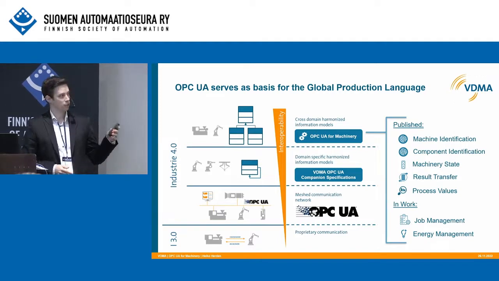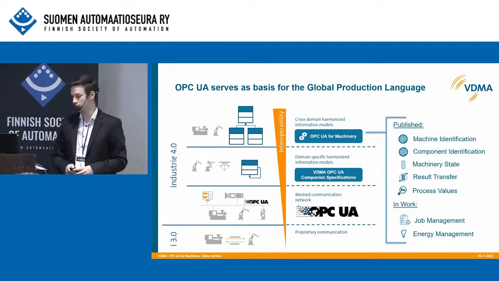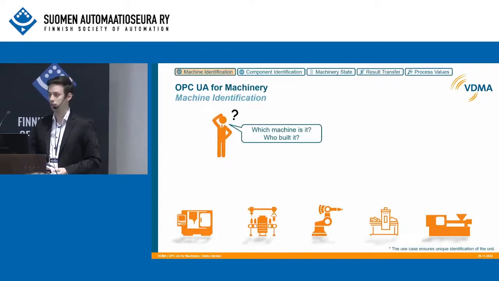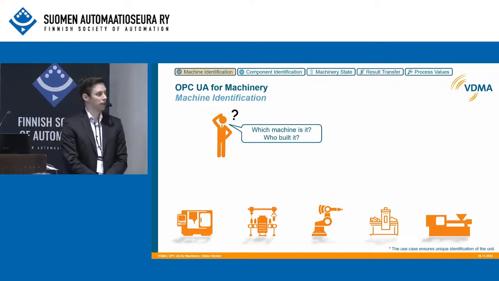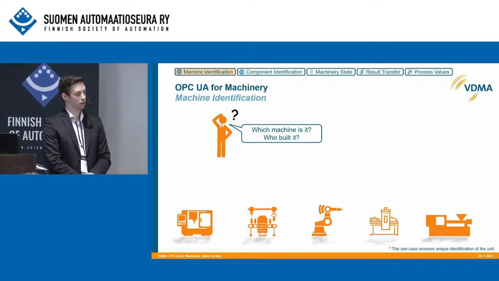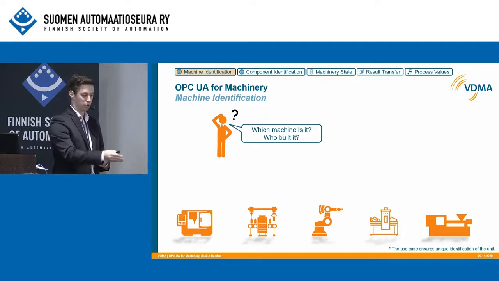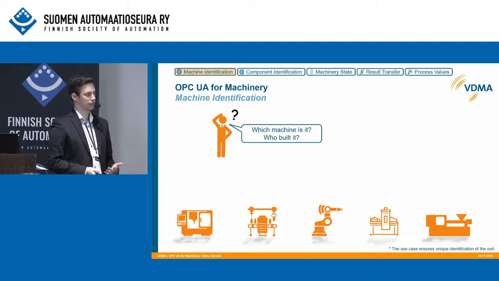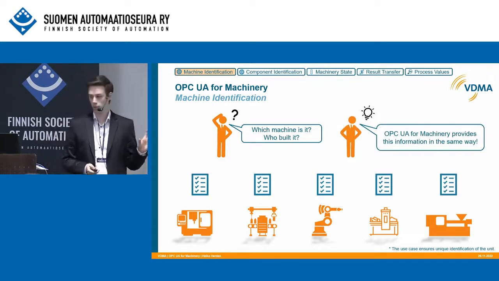And what I would like to do now is to show you the published building blocks, how they look in OPC UA. So let's start with machine identification. And the question that I might have in mind is, I look at a lot of different machines in my production and I ask myself, okay, to what machine am I connected here? Which machine is this? Who built it? What's the serial number? Questions like this. And now with OPC UA for machinery, machine identification, I get this information in the same way.